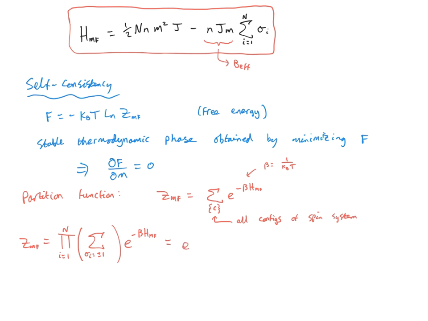I get a common factor, which is e to the minus beta N m squared J over 2. And then I have to enumerate all of the spin configurations, and then for each of the spins sigma i, it can be either plus or minus 1. And then I have the piece e to the beta n m J times the spin sigma i. And for each value of the spin sigma i, plus and minus 1, I have a contribution to this sum. And so I can actually do that explicitly.